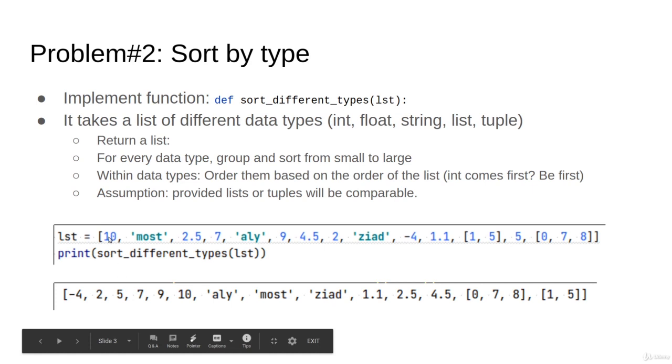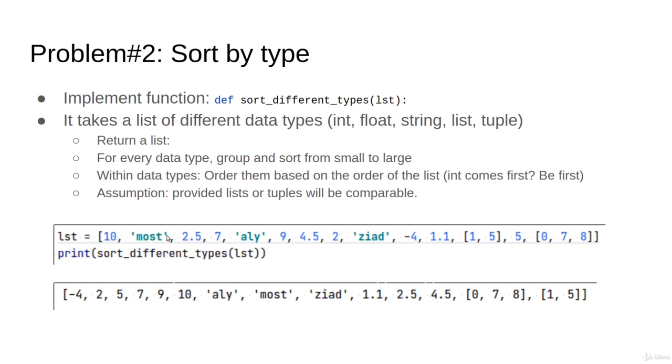Observe after an integer data type, string data type come. So the second data type to appear in the list was a string. The third data type to appear in the input was a float. The fourth data type to appear is the list. This is what I mean within data types. Order them based on the order of the list itself.